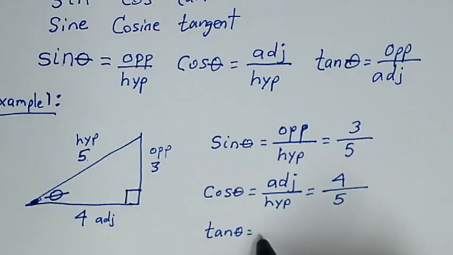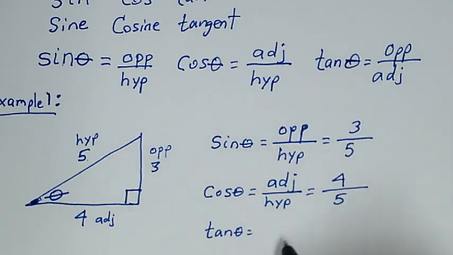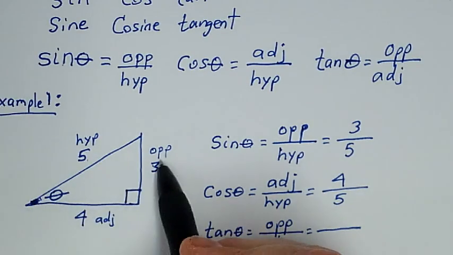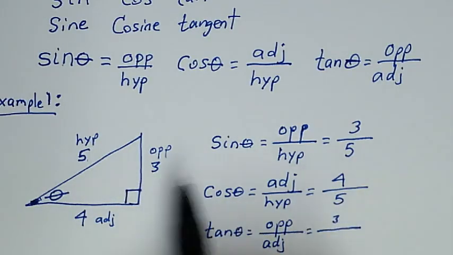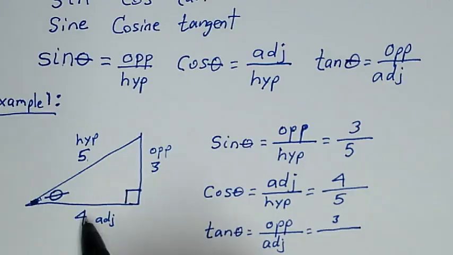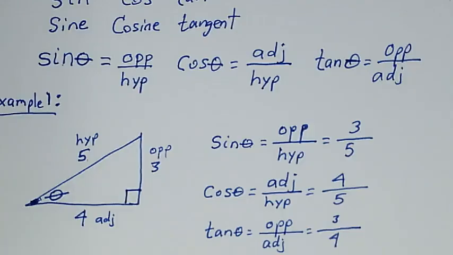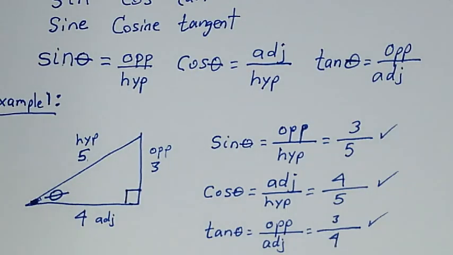And finally, the tangent, which we defined as the ratio of the opposite to the adjacent. So we could even write that down to help us remember. Opposite to the adjacent. So let's fill it in with numbers. What is the opposite side? Again, opposite of theta is 3. Adjacent to theta is 4. And you have just found the sine, cosine, and tangent of a given reference angle.